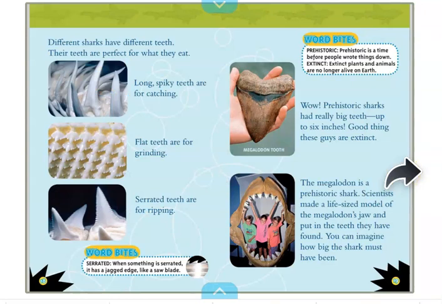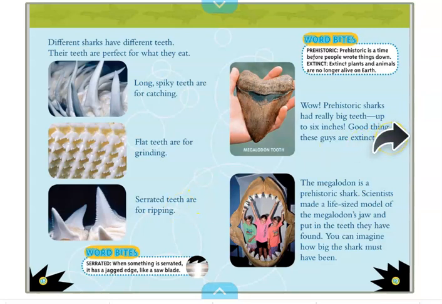Different sharks have different teeth. Their teeth are perfect for what they eat. We call that an adaptation. So we have a picture here and it says long spiky teeth are for catching that fish or that prey. Flat teeth are for grinding. So that's kind of what grinds their food up once they catch it. And serrated teeth are for ripping, if they need to rip that fish apart in order to eat it.